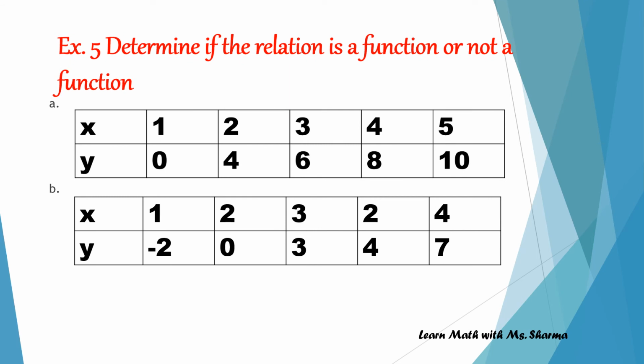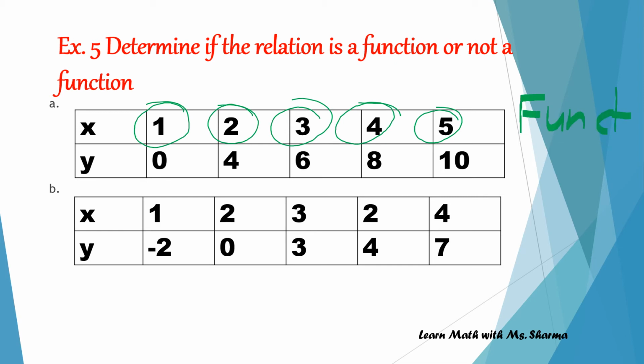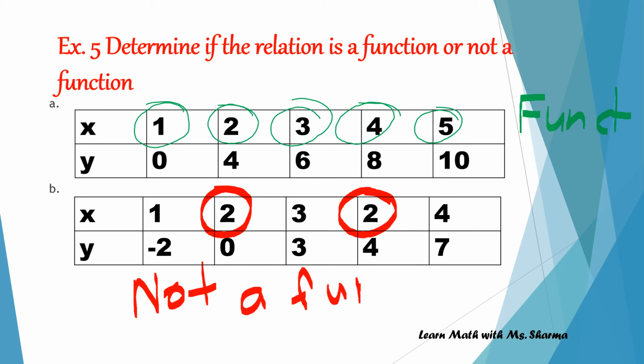Given the example, find if the relation is a function or not a function. If you look at part A, your domain, the x values are not repeated, they are unique. Therefore, A is a function. And if you look at part B, you see number 2 in the x is repeated, so not a function.